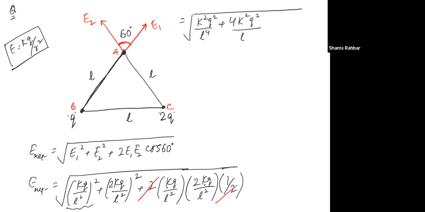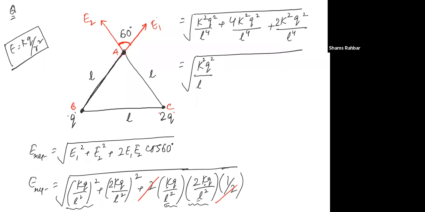L to the power 4, plus multiply this and this, so it will become K square Q square times 2 as it is. In the denominator, multiply L square by L square, it will become L to the power 4. Don't you think in all these three, K square Q square upon L to the power 4 is common? Tell me yes or no. K square Q square L to the power 4 is common, means 1 plus 4 plus 2. This will be left, right?